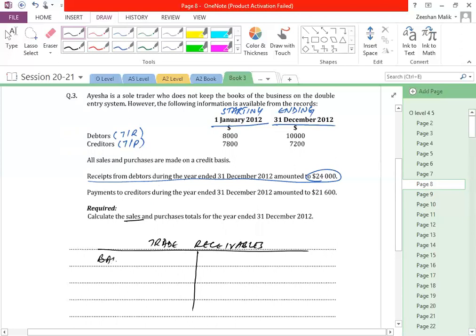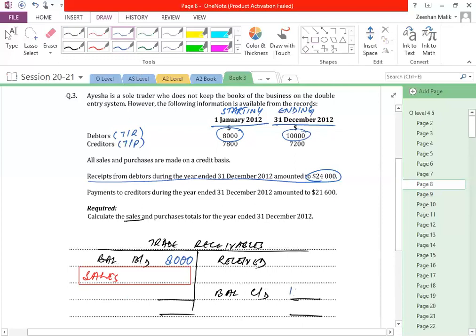Balance brought down, balance carried down, amount received. Then you can get your missing item, sales, here. And these should be treated as credit sales. Of course, there are no other such sales. So opening balance 8,000, closing balance 10,000, and receipts are 24,000.